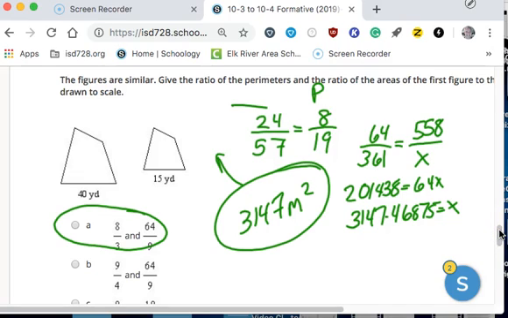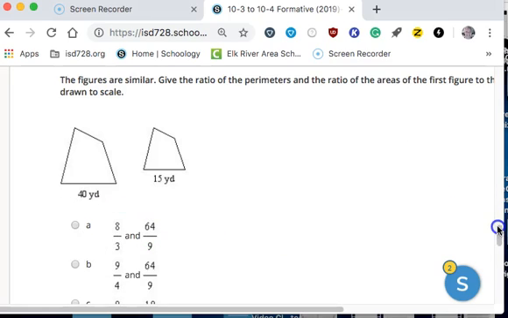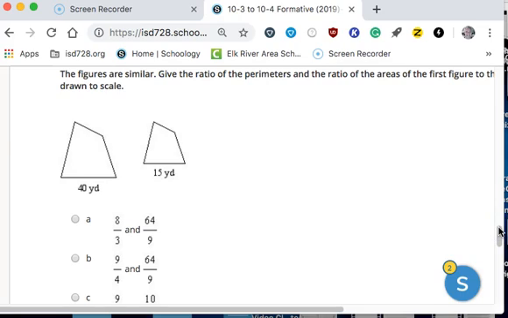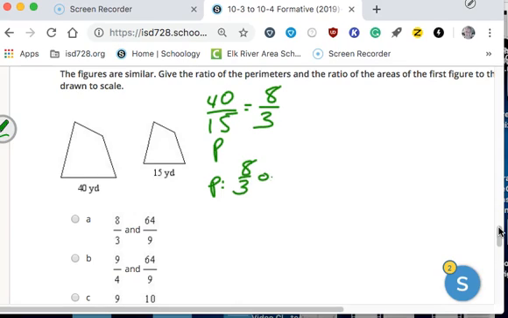Now, in a similar fashion, in problem 8, I think this is problem 8, maybe it's problem 6. They want us to find, if these figures are similar, the ratio of the perimeters and the ratio of the areas. Perimeter ratio is easy. I've got 40 and 15, and if I set it up as 40 to 15, 5 is in both of them, so that's 8/3. Okay, but that's the perimeter. So my perimeter ratio is either 8/3 or 3/8.